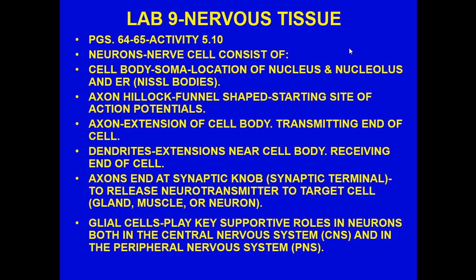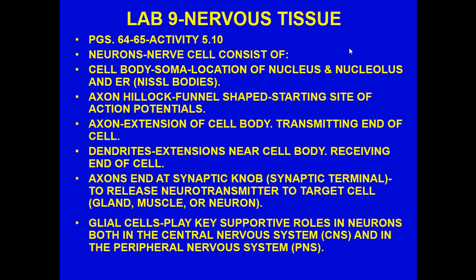The axon hillock is the funnel-shaped structure. This is the starting site for action potentials. The axon is the extension of the cell body and is the transmitting end of the cell. And of course, you're going to have terminal parts to that axon that transmit the information to either another cell, such as muscle or gland, or to another neuron.